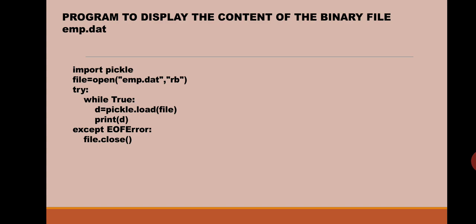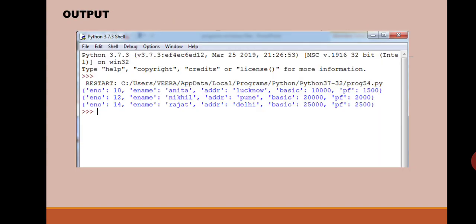And when we display emp.dat, this is your result. 3 records, one with employee number 10, another with employee number 12 and another with employee number 14. It is created and you can see that it contains the values from both the files: e-number, e-name and address from the first file personal.dat, and then basic and pf from the other file. So this is how our program works, right? There can be other ways also of writing the same program, but this is one of the ways.